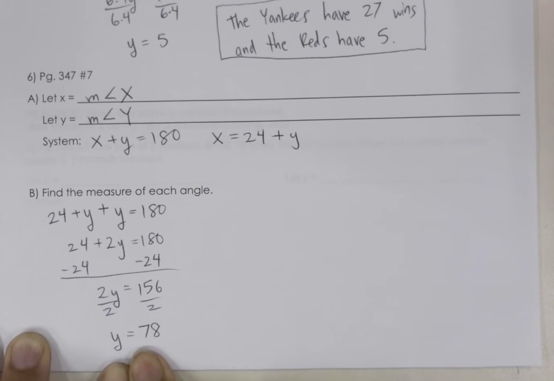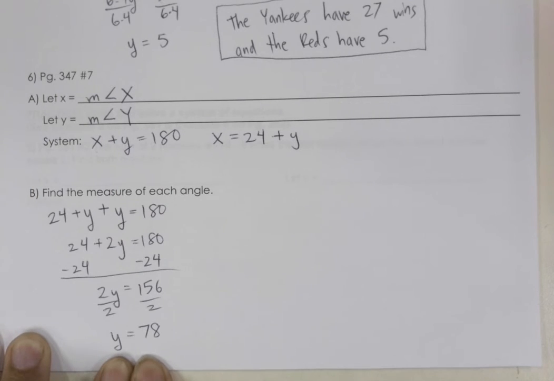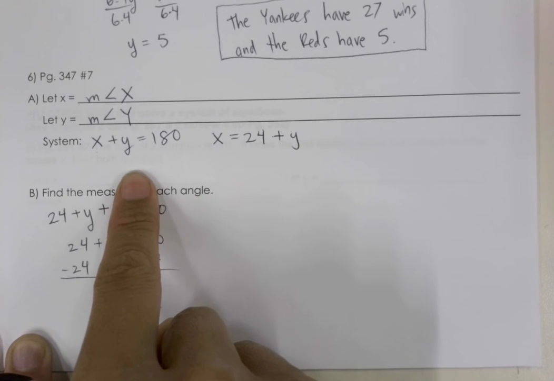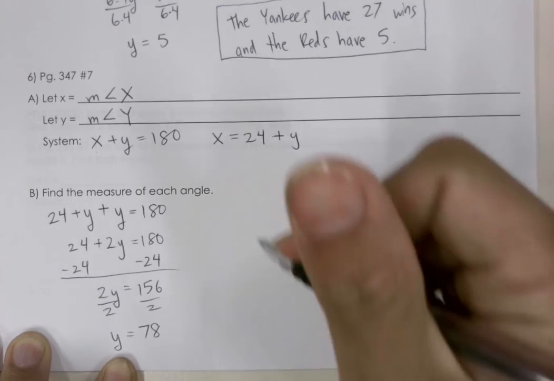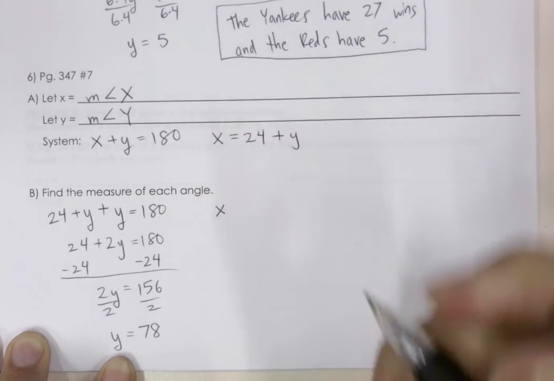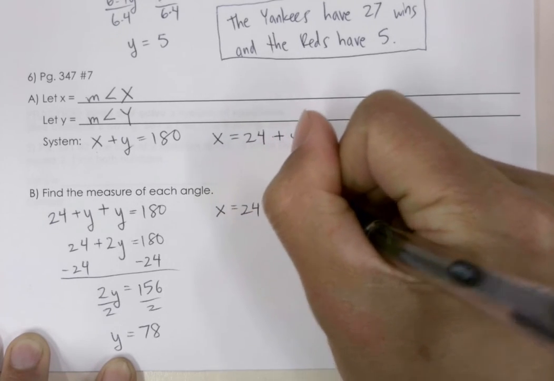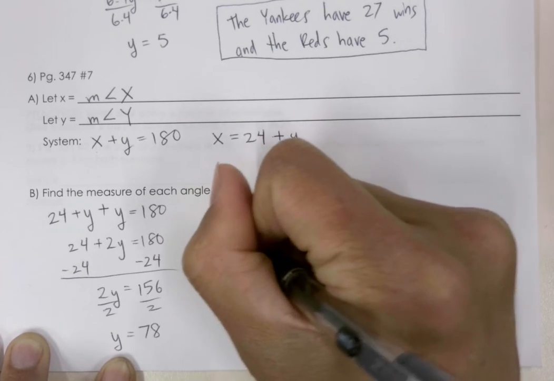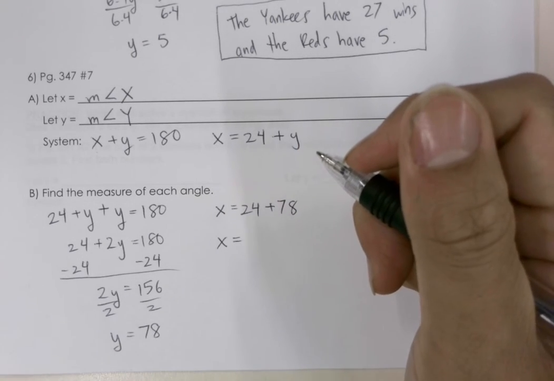So what does this tell us? This tells us that the measure of angle Y is 78. Now, how can we find the measure of angle X? Well, we can take our Y and substitute it in either equation. Now, this one makes for a simpler process, so I'll go ahead and substitute it in equation 2. I'll get X is equal to 24 plus 78. So I'm going to combine like terms on the right side of the equal sign, and that'll leave me with 102.